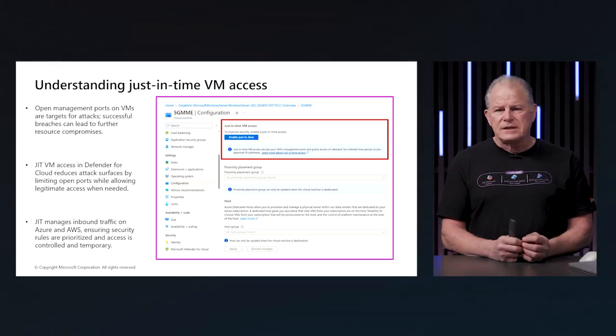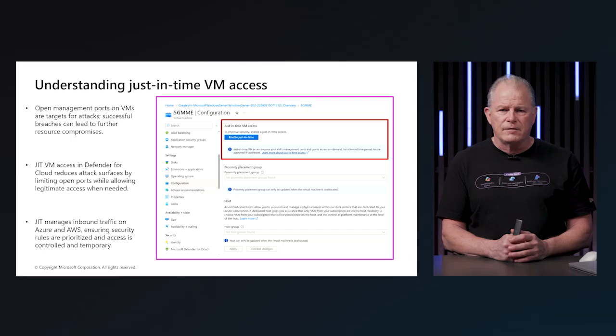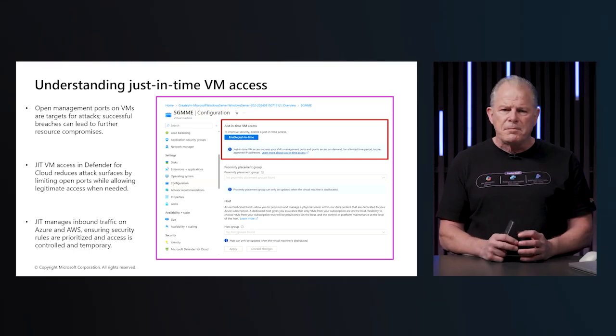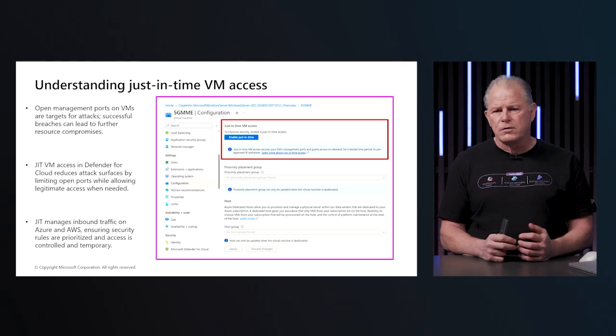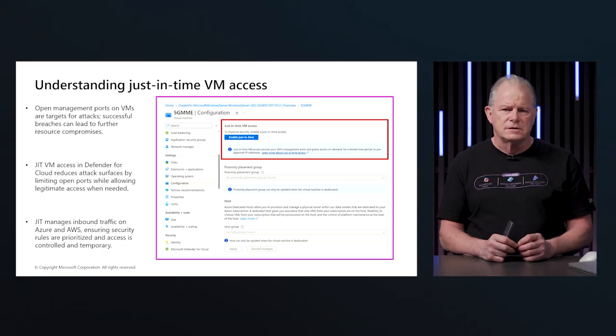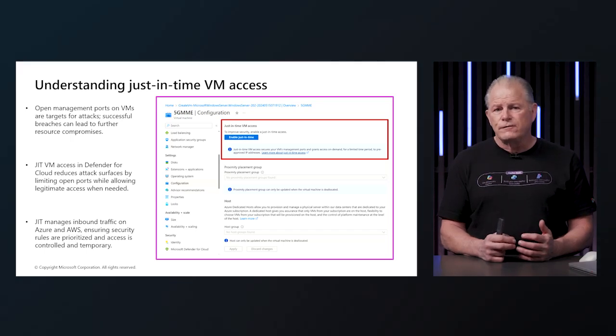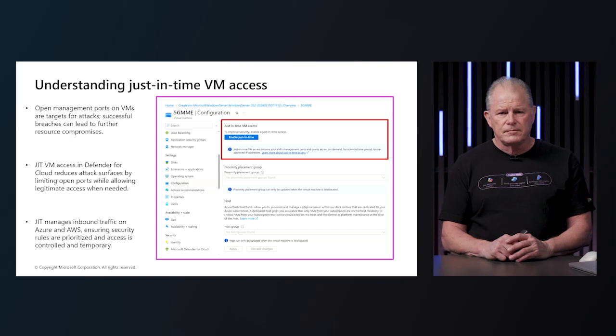Just-in-time, or JIT VM access, is a feature of Microsoft Defender for Cloud that helps reduce the attack surfaces of your virtual machines by limiting the time that management ports are open. This minimizes the risk of unauthorized access and potential attacks to your VMs. Open management ports, such as Remote Desktop Protocol, or RDP, and Secure Shell, or SSH, are common targets for attackers. If these ports are left open, they can be exploited to gain unauthorized access to your virtual machines, which can lead to further compromise within your environment.